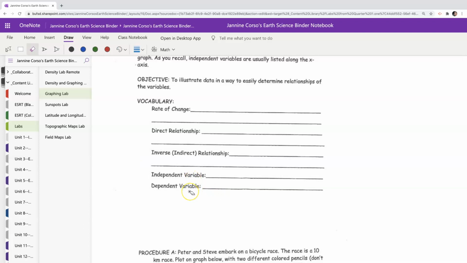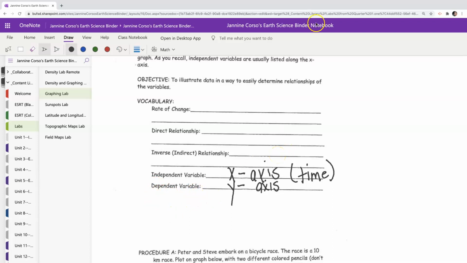And then for independent versus dependent variable, for the use of this lab today, for independent variable, we're just going to put x-axis. Today we're going to be listing our independent variables on our x-axis, which are typically like your time. Whereas your dependent variables today, we're going to be listing on our y-axis, and those can be of various different things. Today, we're going to be looking at a bunch of different dependent variables.